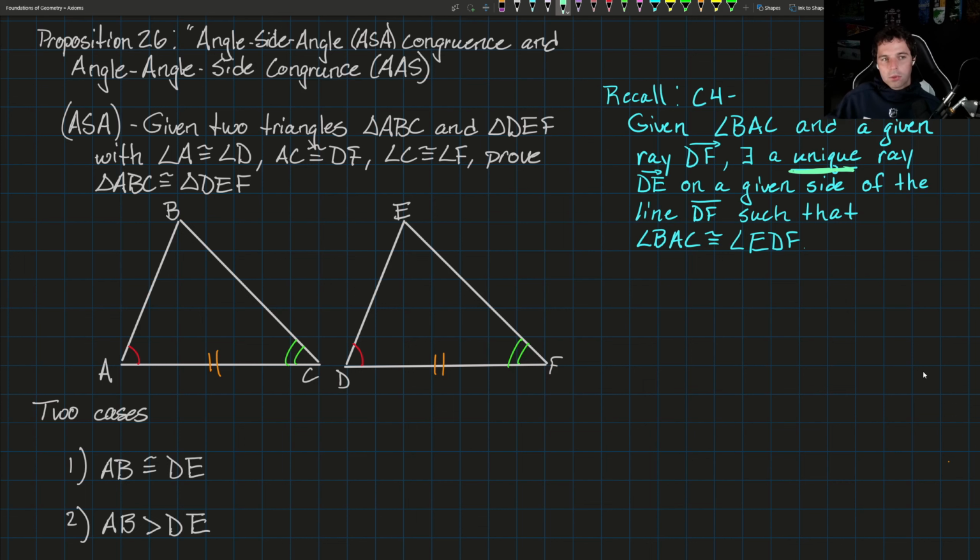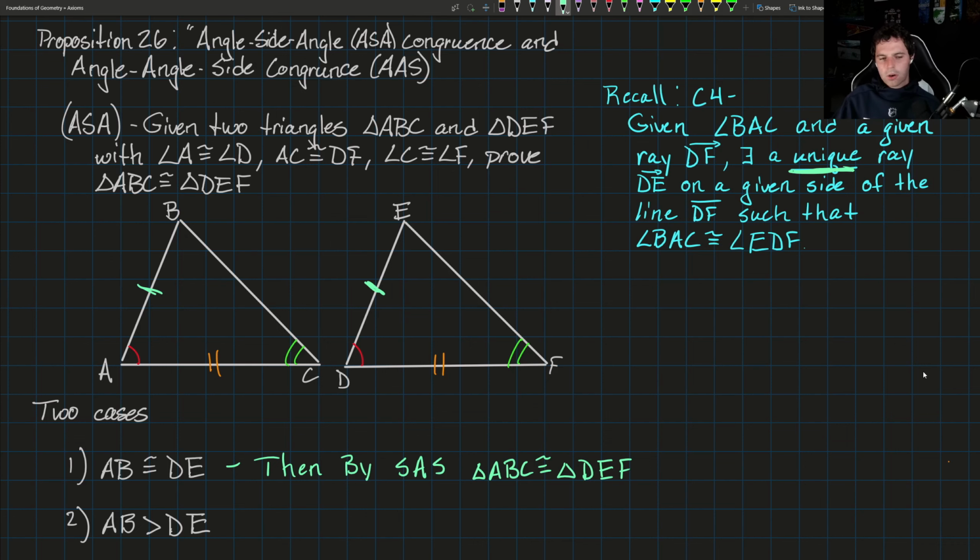Okay, so in order to prove ASA, there's kind of two different cases, and the first one's really easy. The first one is we're just going to assume that AB is congruent to DE. So we are going to assume that these segments are congruent to one another. And that makes this really easy. So as you can see, we have SAS. We have that triangle ABC is congruent to triangle DEF.